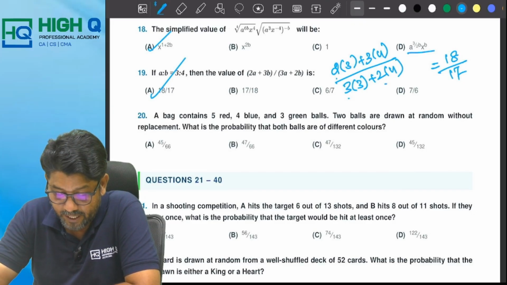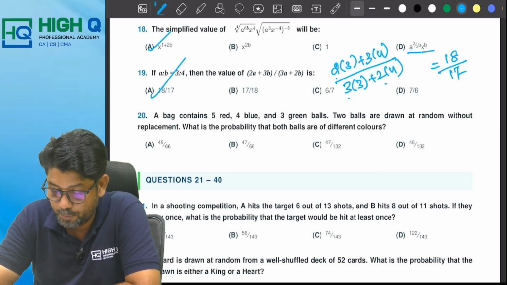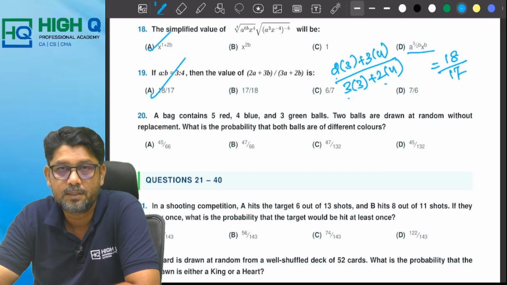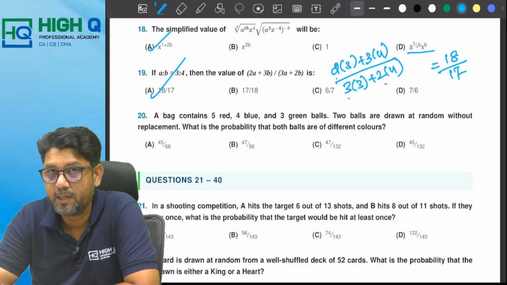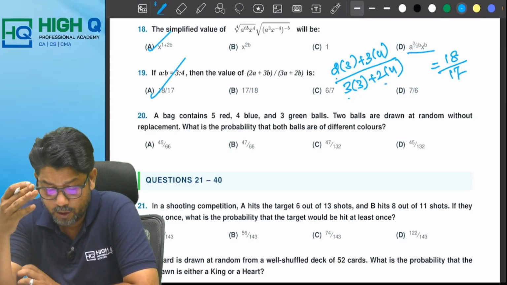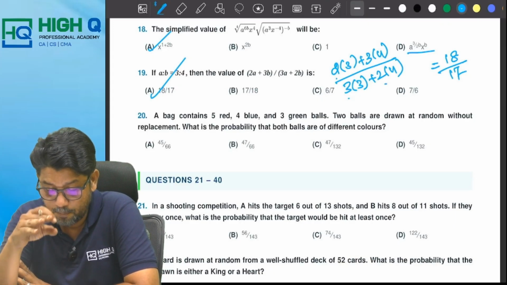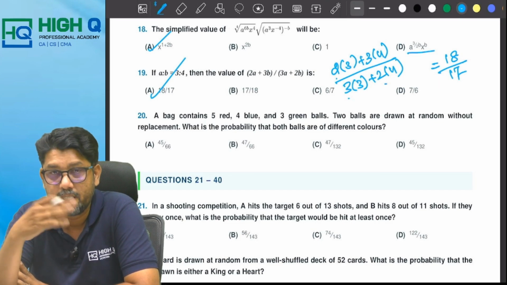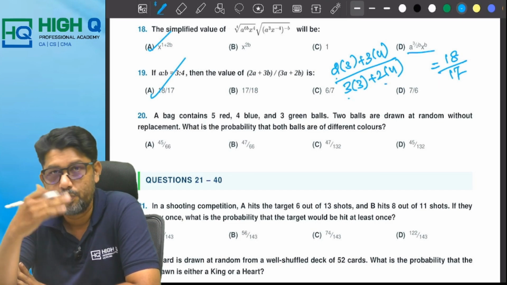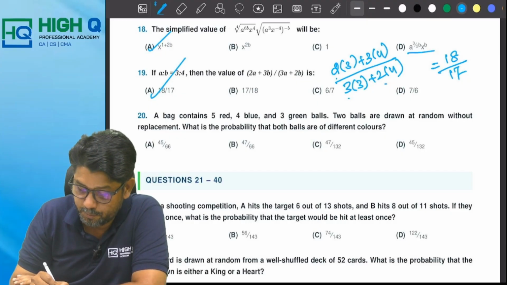Now 20th sum. It's from probability. A bag contains 5 red, 4 blue, 3 green balls. 2 balls are drawn at random without replacement. What is the probability that both the balls are of different colors? Both the balls are of different colors. In this case, what and all you have? One is red, other one is blue, blue and green, red and green. These are the 3 possibilities. This way also we can do.